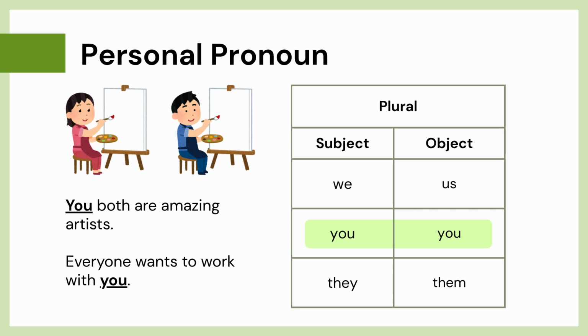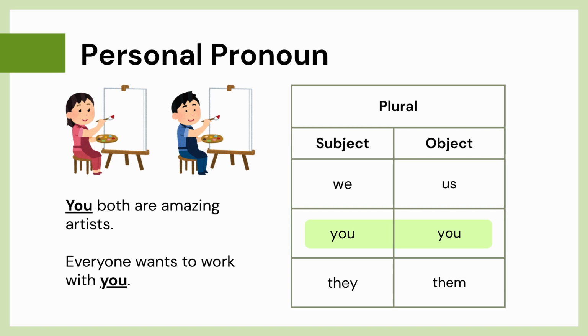Let's look at an example to see what we're trying to say. You both are amazing artists. If you notice, we already have a clue here in this sentence. The word both means we are referring to two people. But what action are they doing?